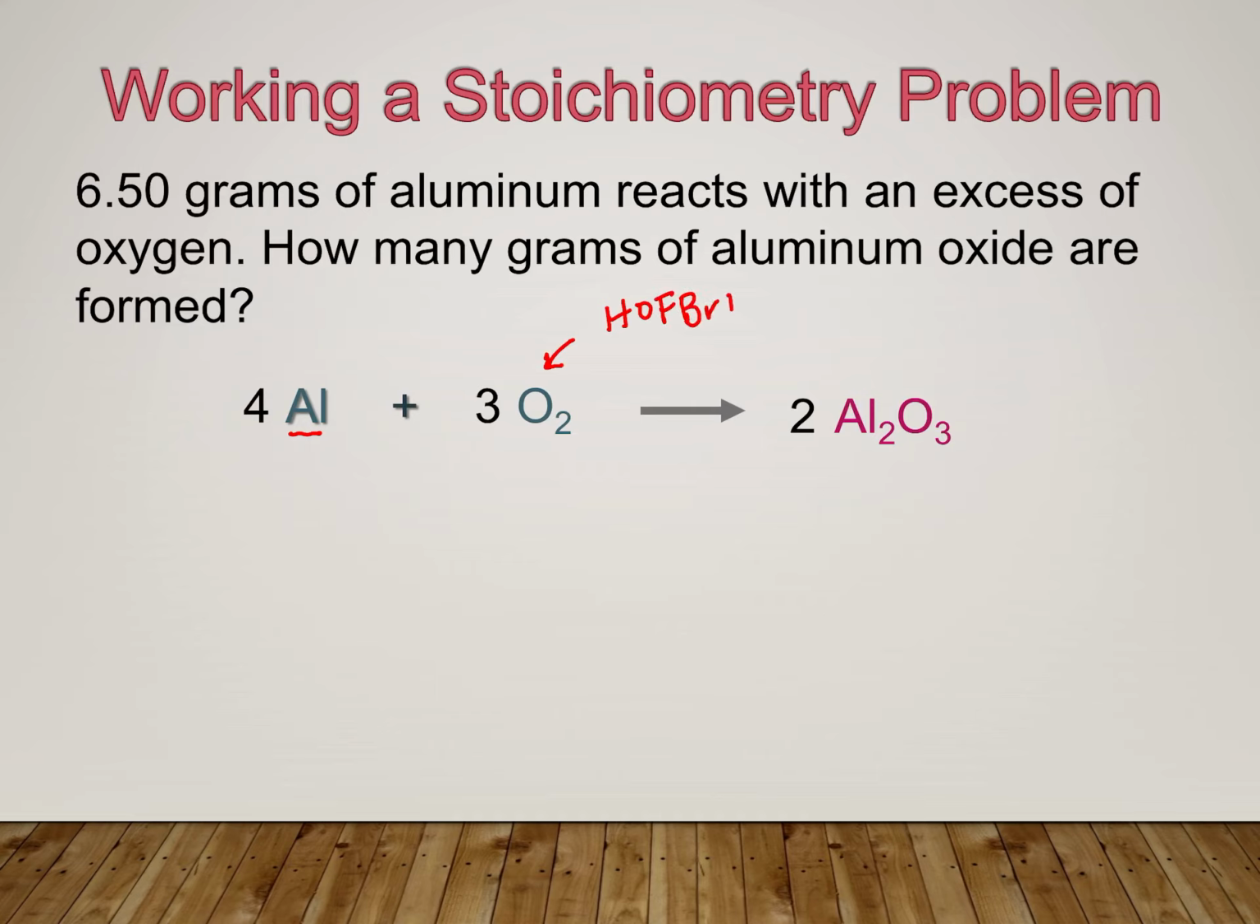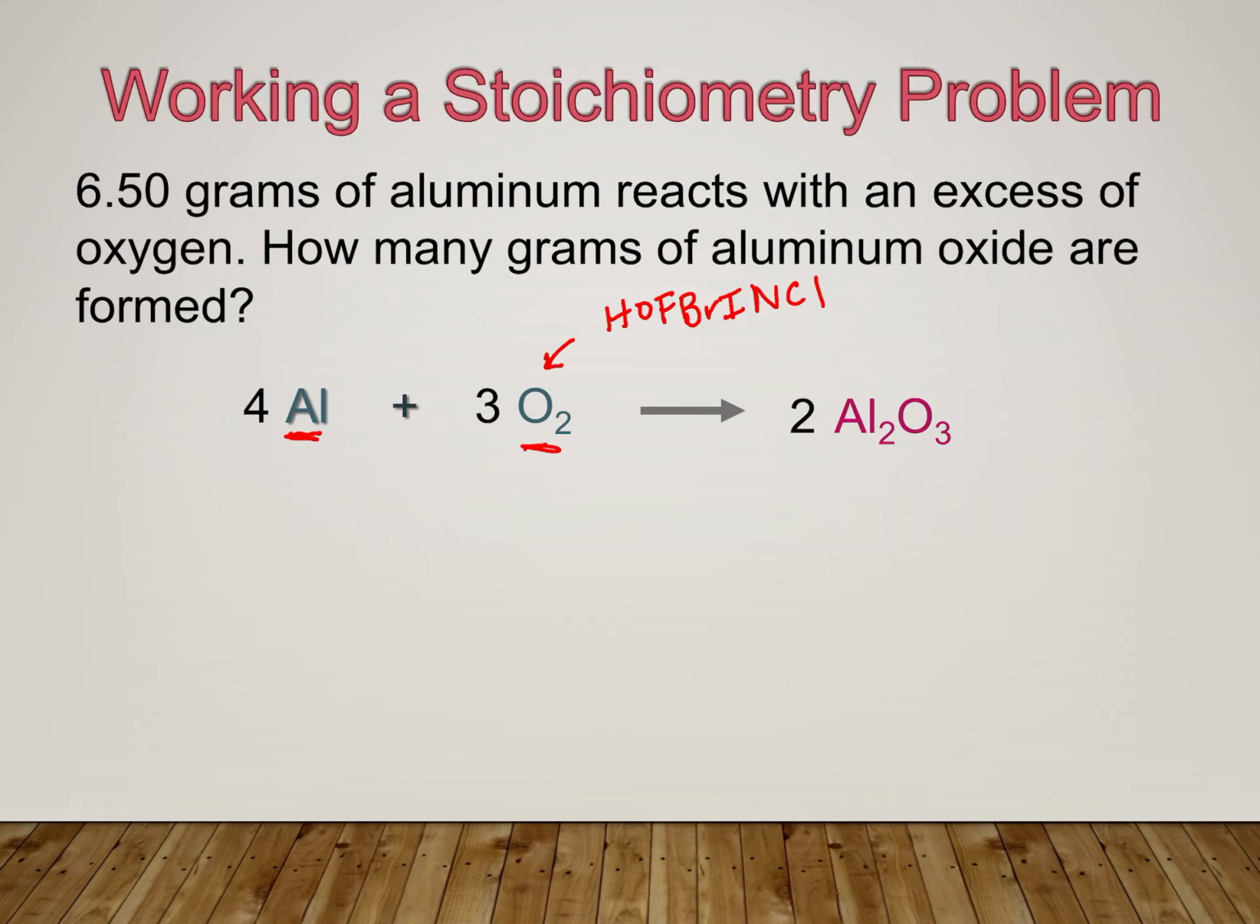And we know that it is a diatomic molecule because it is a member of Hofbrinkel. Aluminum does not need a 2 after it because it's not a member of Hofbrinkel, it's not a diatomic element. And then it says, this is going to be a combination reaction. We have aluminum reacting with O2 to form aluminum oxide.